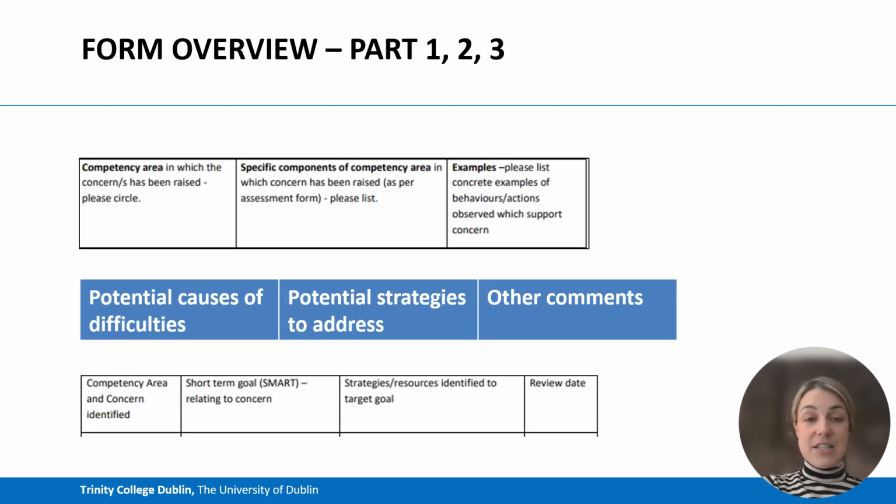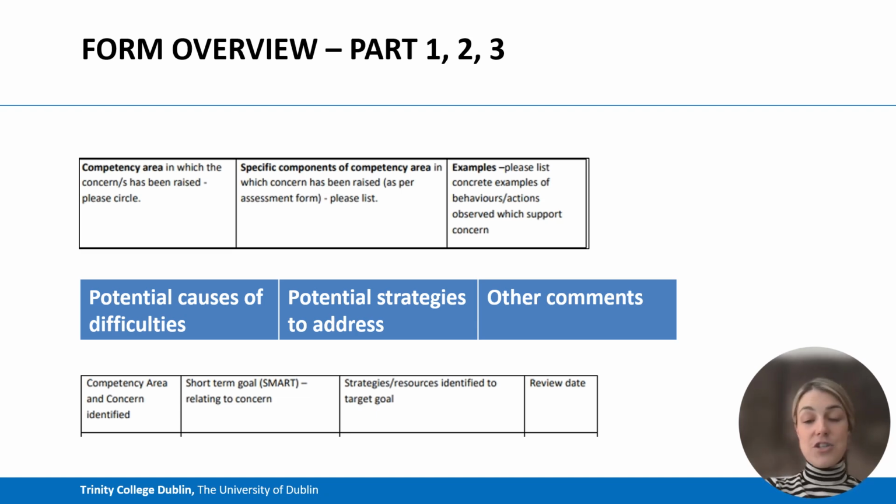Looking in more detail into the three parts of the form, the first one, as I said, is a summary of the concerns. So in this section, you'll be looking at the competency area in which the concern has been raised. Is it in relation to communication, occupation, professional development, professional behaviour? Which competency is it clearly related to? Specific components of the competency area in which the concern has been raised. So for example, if the concern is around communication, what specific area of communication is the concern relating to? Examples, so you're listing concrete examples of behaviours and actions observed which support the concern that you're raising as a practice educator. So examples of things that you've witnessed or that have been reported by another colleague, and again making them as clear and as concrete as possible.